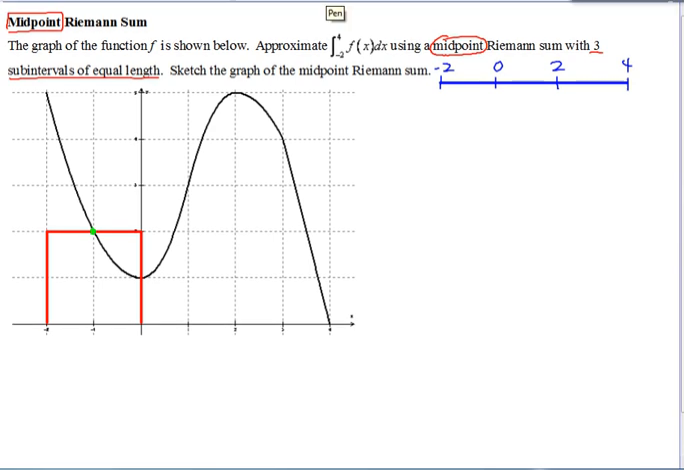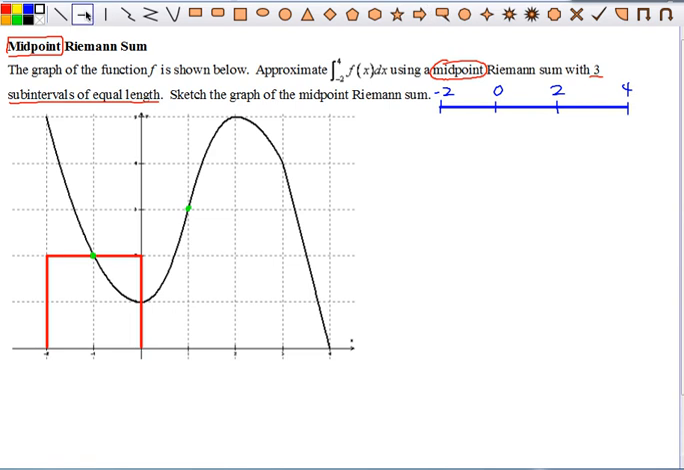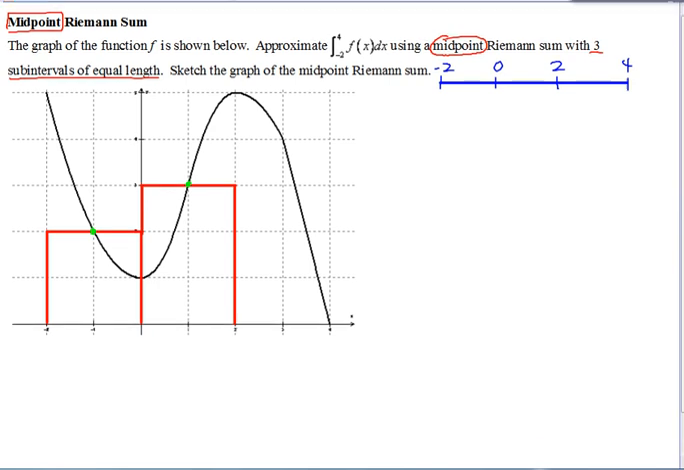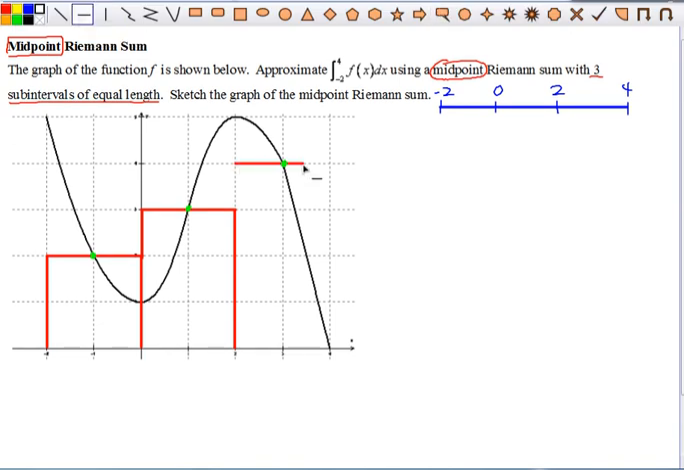Then the midpoint on the second subinterval from 0 to 2, the midpoint of that is 1. So let's find where the function is at 1. Now it's going to give us the height of the second rectangle right there. And finally, the midpoint of the third subinterval from 2 to 4 is 3. So let's find where the function is at 3, right there. Now that'll give us the height of our third and final rectangle. So those are the three rectangles using the midpoint Riemann sum.